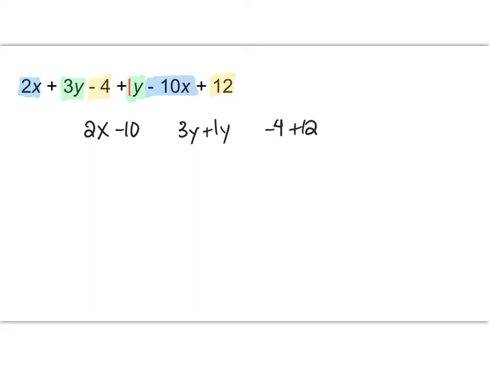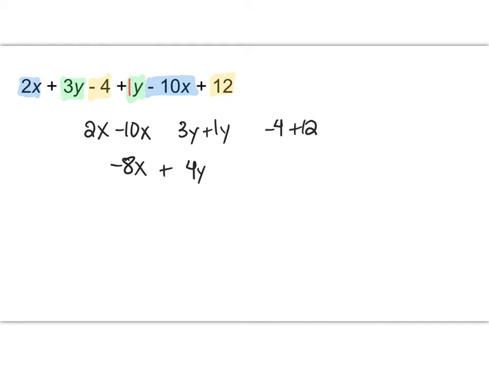Okay, so let's put these together now. Oops, forgot my x on that one. There we go, that's better. So 2x minus 10x. Well, 2 and 10 have a difference of 8. So this is going to be negative 8x. It's negative because negative 10 has a greater absolute value than 2. It's further away from 0. So that's negative 8x. Next I have 3y and 1y. That's 4y's. I'm going to add that to my negative 8x.